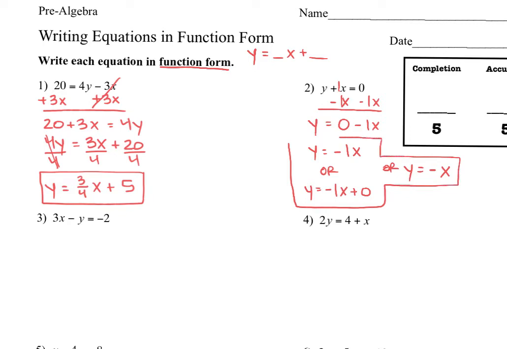And again, that one had less steps because as soon as I subtracted x from both sides, my y was already by itself. And again, the goal is to get y by itself. So as soon as it's by itself, you're good to go. All right, let's go to number 3 then.